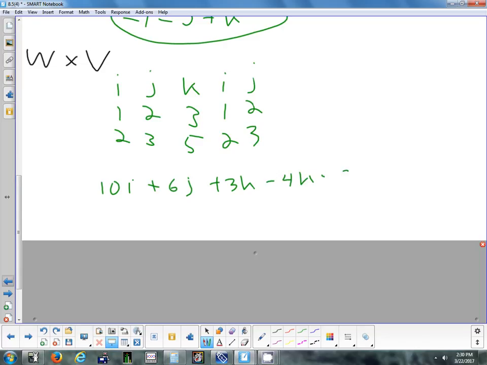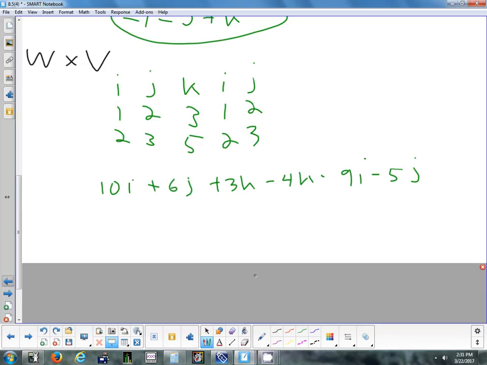Minus 9i. Minus 5j. What's 10i minus 9i? i. 6j, take away 5j. j. And 3k minus 4k. Negative k.